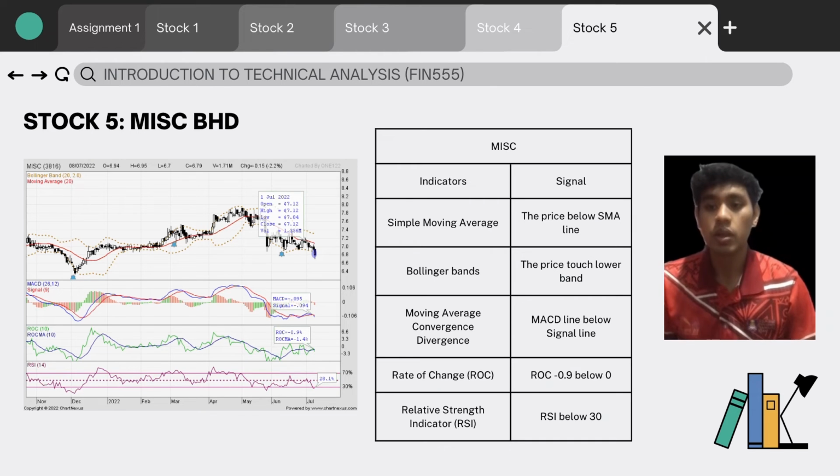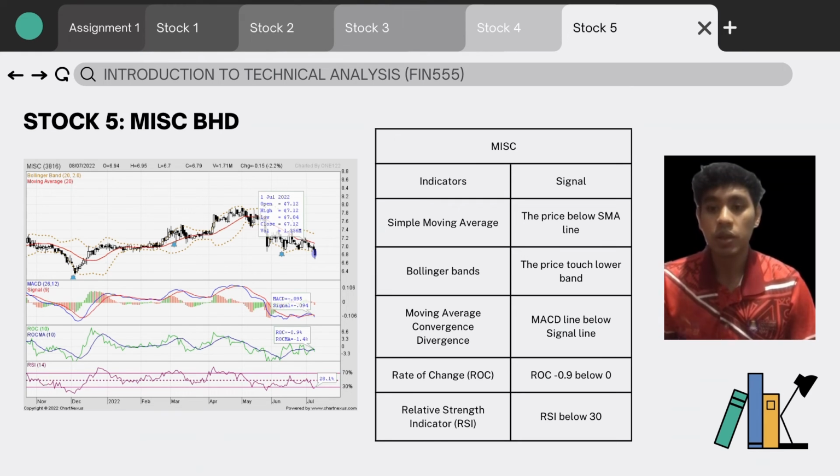For MACD, when the MACD line, which is blue, is below the signal line, which is red, it indicates the sell signal. On 27th July 2022, we can see that the MACD line is below the signal line, indicating the sell signal. ROC crossed down the ROC MA line and is at -0.9, which means below 0.